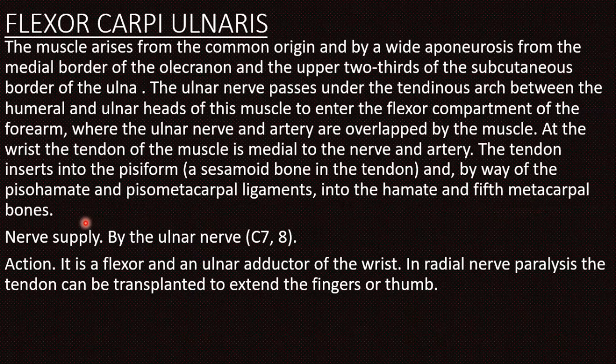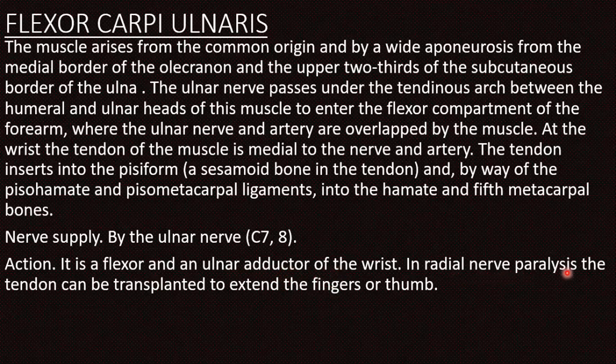Now, nerve supplied by the ulnar nerve. You can see all the other muscles of the superficial group are innervated by median nerve. This is the only one in the superficial group innervated by ulnar nerve. Its action is, it is a flexor of the wrist joint, also ulnar adductor, that is ulnar deviation of the wrist.